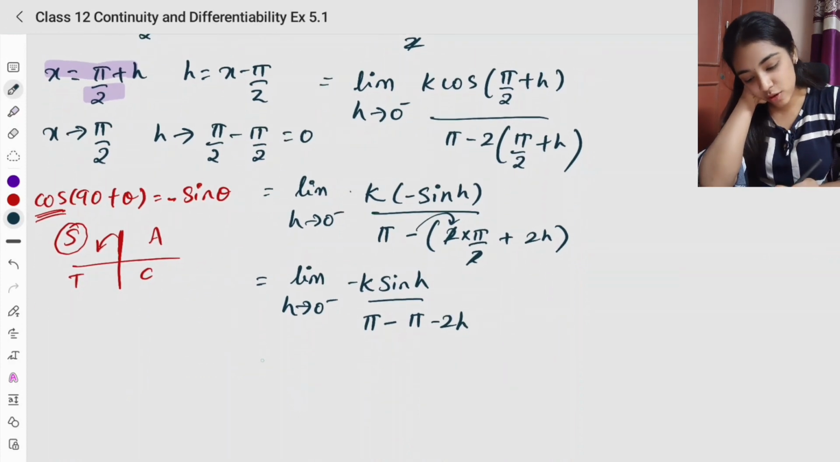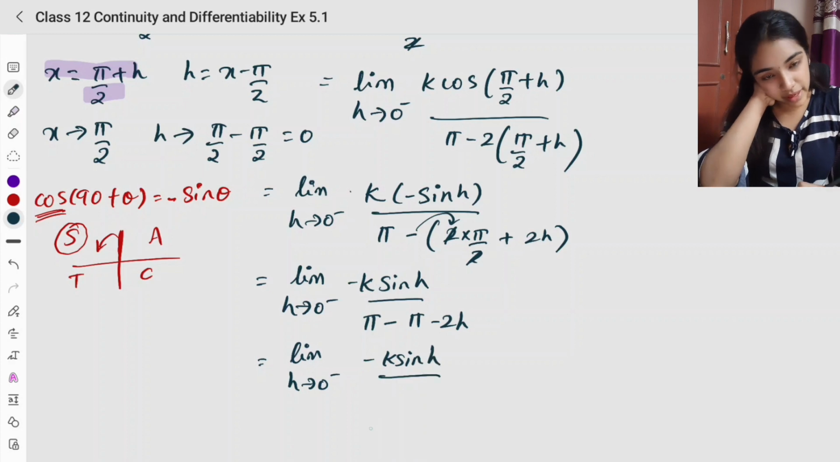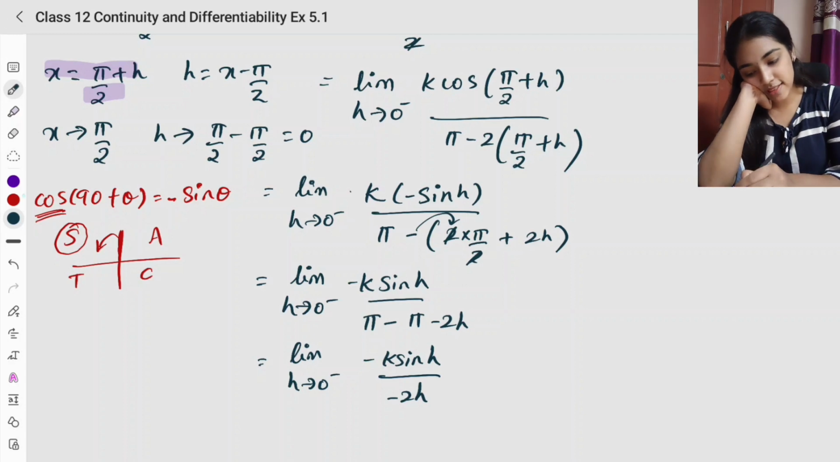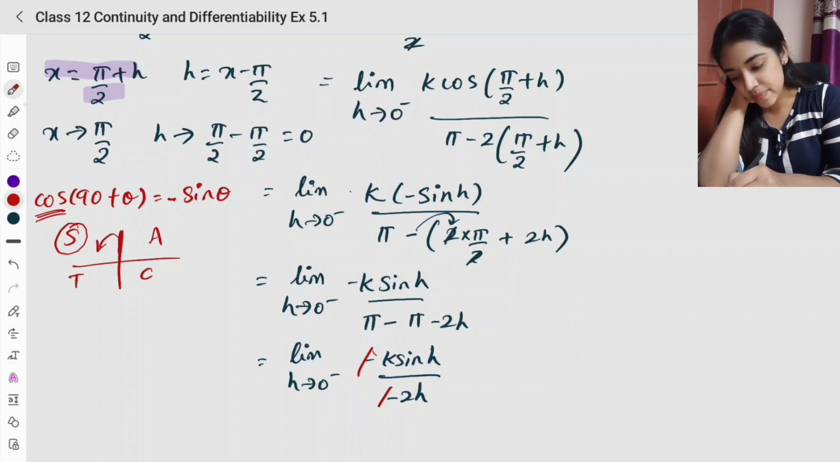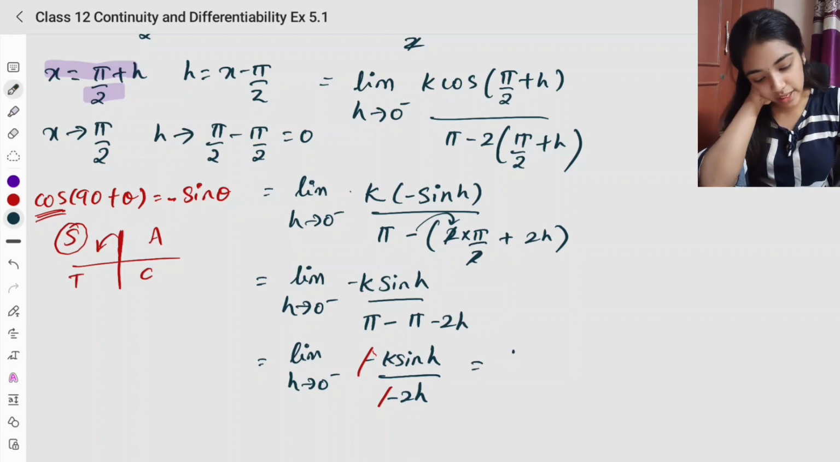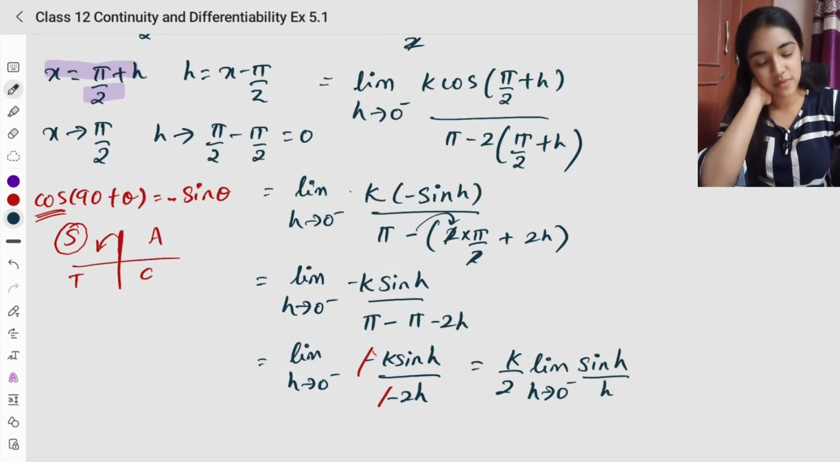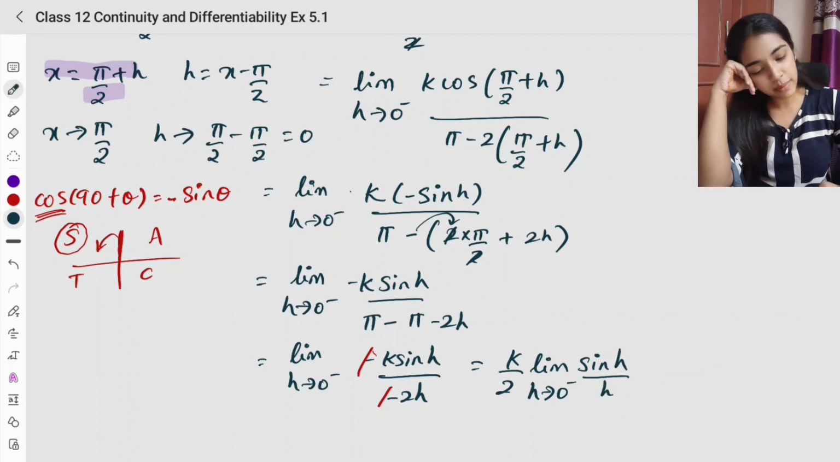So the limit becomes limit h tends to 0 minus of minus k sin h divided by pi minus pi, which is 0, and I have minus 2h. So the minus and the minus will get cancelled, and I can take the k divided by 2 outside the limit because they are constants, correct? So if I take the constant outside the limit, what will I have? k divided by 2 times limit h tends to 0 of sin h divided by h. 0 minus, we are dealing with the left hand limit. So k by 2 times limit h tends to 0 minus of sin h divided by h.